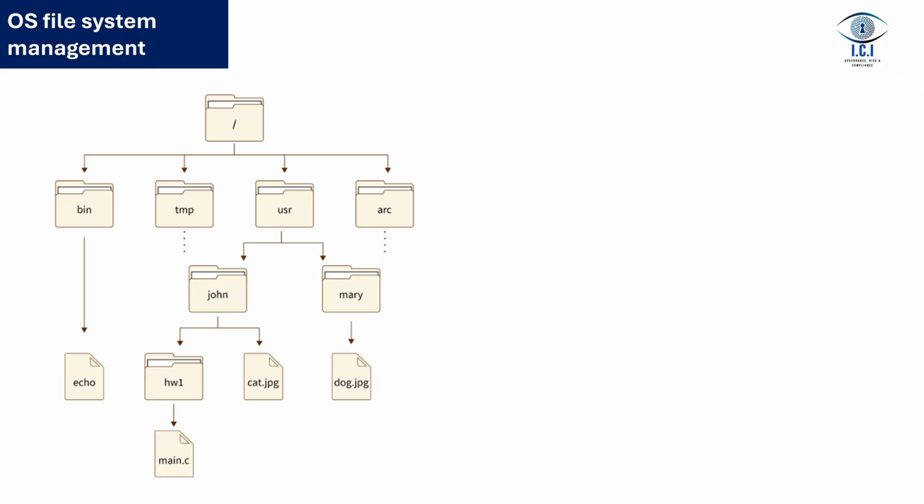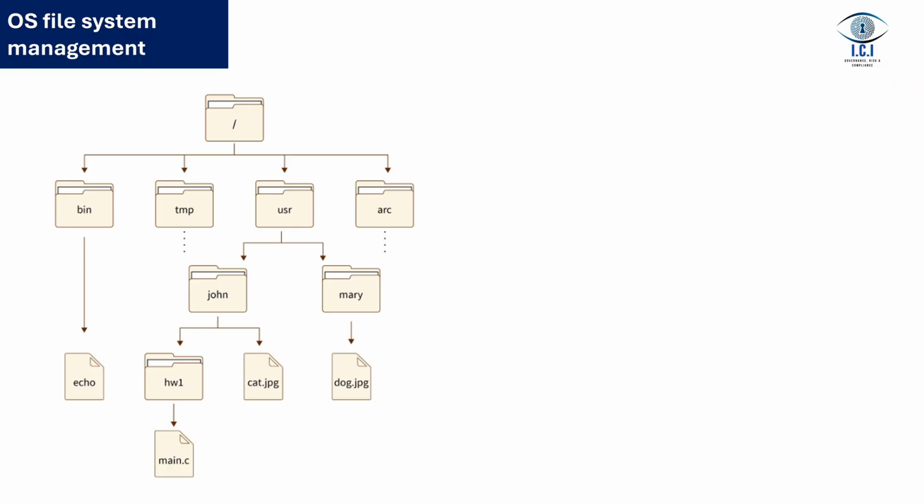We'll still go into details, but I just want to illustrate how file system management works. So we have a folder here. In this slash folder, we have some subfolders, which are bin, tmp, usr, and etc. In this bin, we have a file called echo. And in this usr, we have folders inside it called John and Mary. In Mary's folder, we have a file called dog.jpg. I know JPG means that this is a picture.